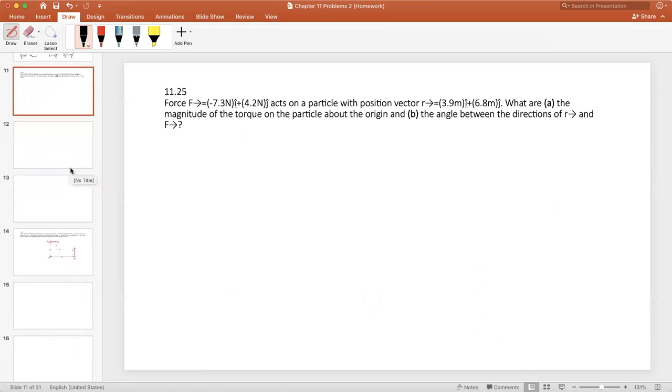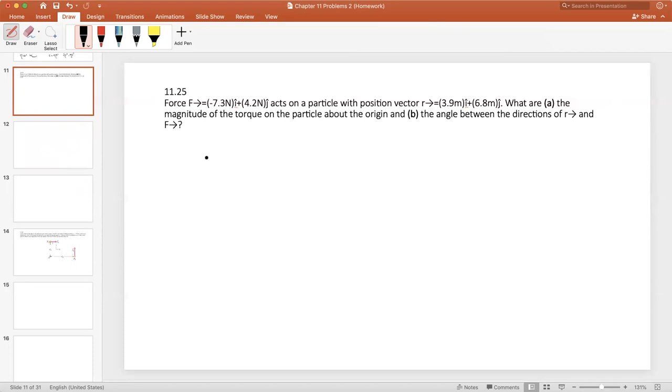This says that there's a force with components negative 7.3 newtons in the I direction and 4.2 newtons in the J direction, acting on a particle with a position R of 3.9 and 6.8 meters in the I and J directions. What is the magnitude of the torque on the particle about the origin, and the angle between the directions of R and F?